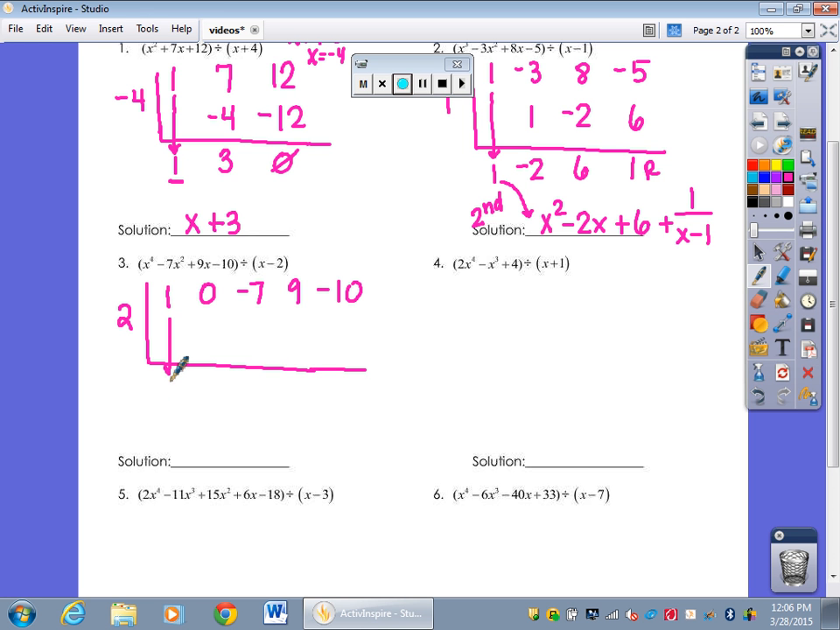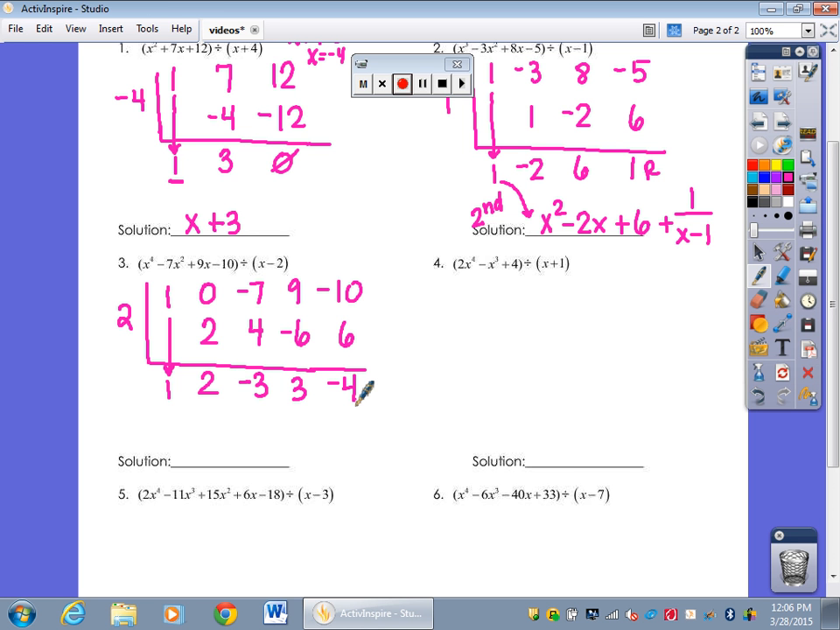Okay, bring the 1 down. So 1 times 2 is 2. Add those together, gives you 2. 2 times 2 is 4. Add those together, that's negative 3. Negative 3 times 2 is negative 6. Add those together, you've got 3. 3 times 2 is 6. Add those together, you've got negative 4.